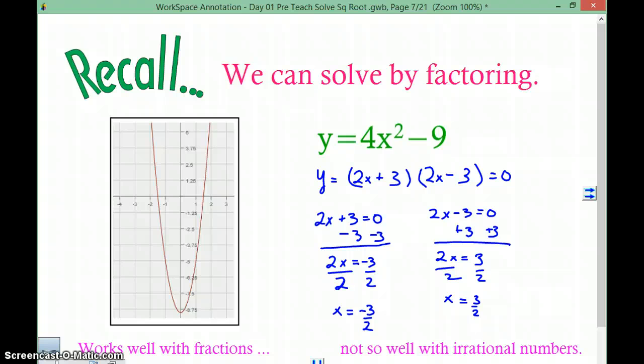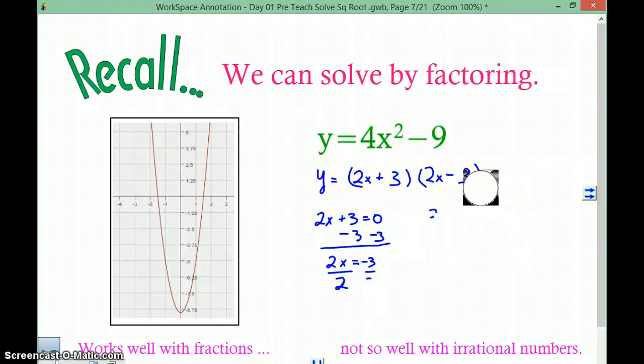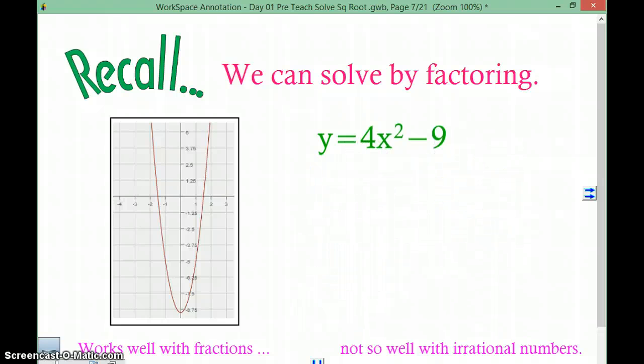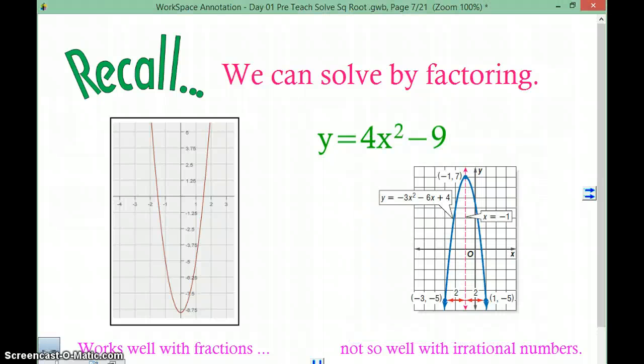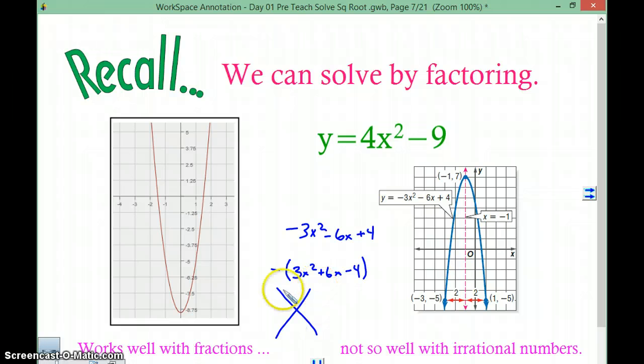Want to see an example of that? Let me just erase this. What if it looks something like this, where this is our equation, and it's prime. Can you factor that? 3x squared minus 6x plus 4, can you factor it? Not really. We put that into an x, we end up with negative 12x squared and 6x. Can you think of two numbers that if they multiply, they give you negative 12, and if they add, they give 6? Not really.